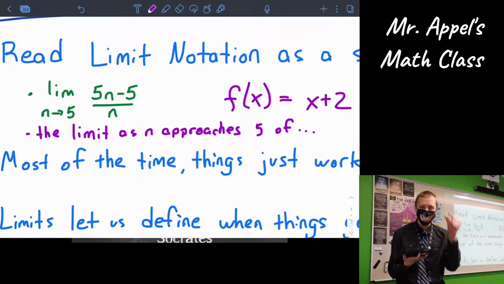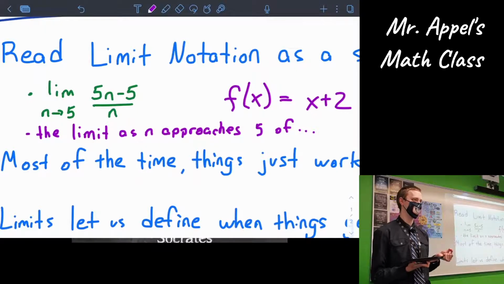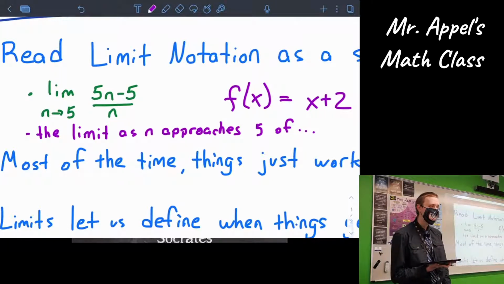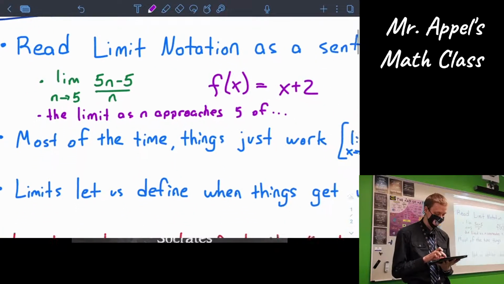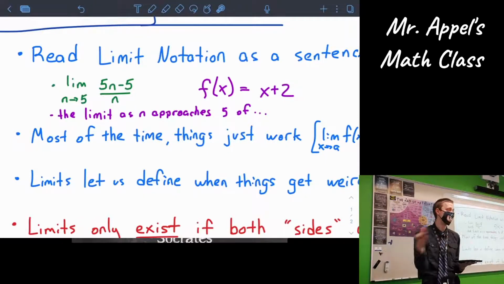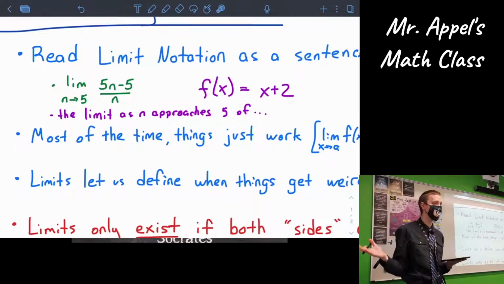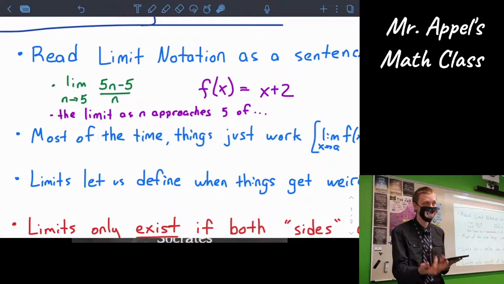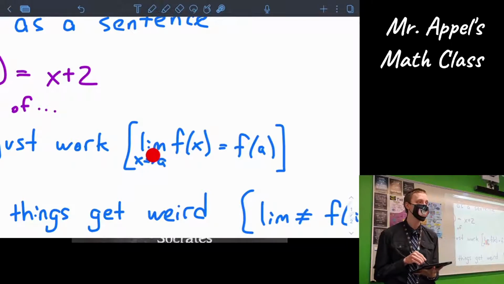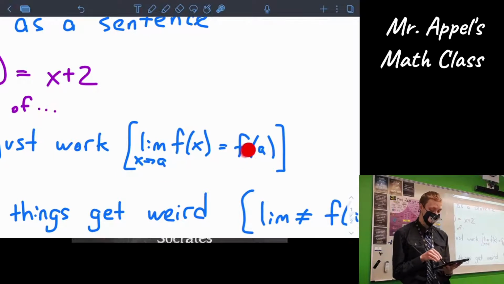And we use that word approaches very deliberately here. That's the key difference. This is not the same as, hey, plug in 5 for n. It's not the same. It's almost the same. In fact, my next bullet point here, most of the time it will just work. You could just plug the value into the function, and it'd say, okay, it's exactly as you're used to substituting values into a function. Okay? And when that happens, we say that, hey, the limit of the function as x approaches a equals the function of a.